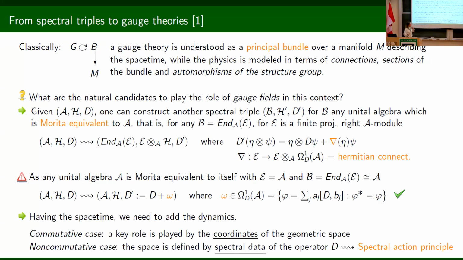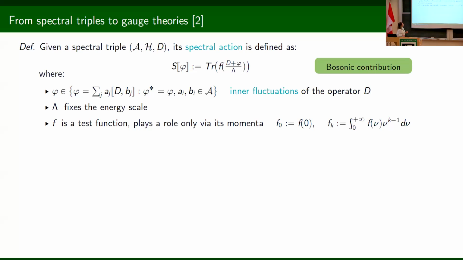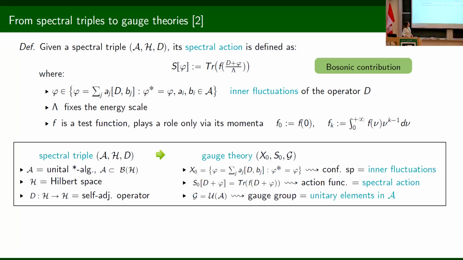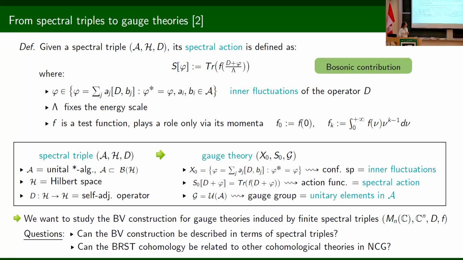Okay, so of course, with the spectral triple, we have the space, we need the action. And the right candidate for that is just considering the spectral action. So here I'm just recalling the definition. But this is telling you that each time you're given a spectral triple, there is a natural way of defining a gauge theory in this kind of generalized meaning. So the gauge fields are the inner fluctuations, the action is a spectral action, and the gauge group is given by the unitary elements of the algebra.